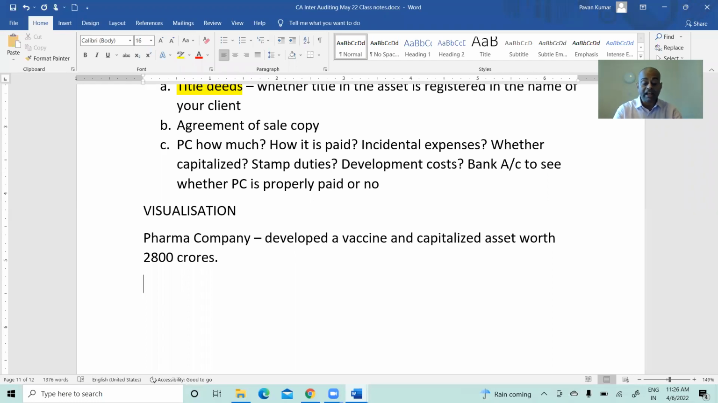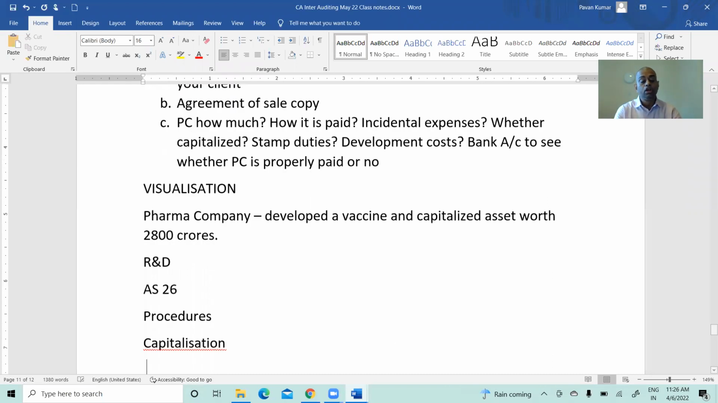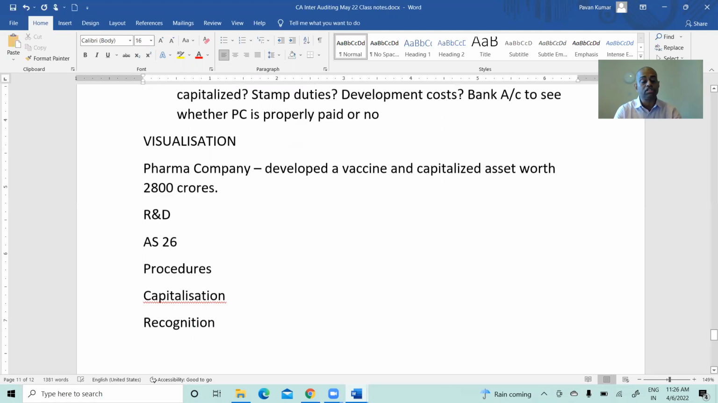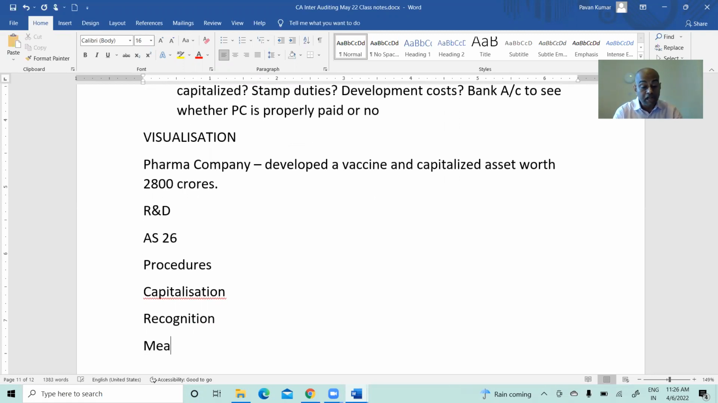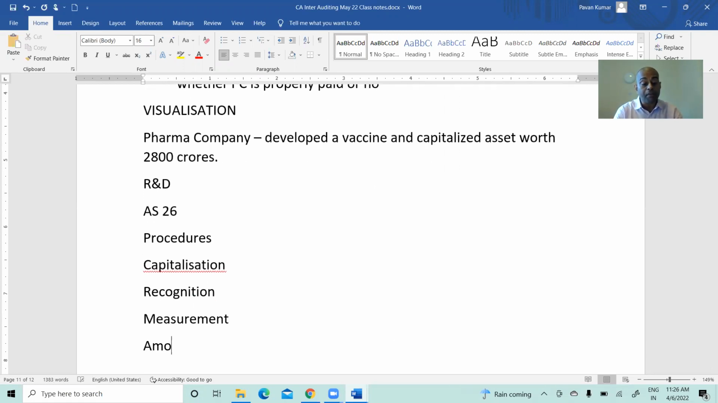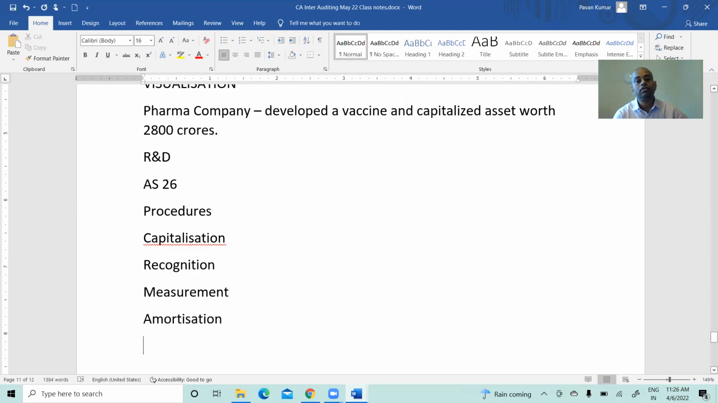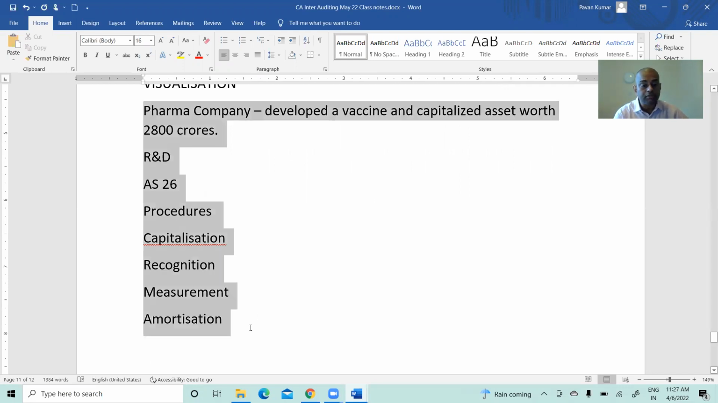Now you need to write research and development. You need to write Accounting Standard 26 accounting rules first. You need to verify the procedures. You need to verify capitalization. You need to verify recognition rules. You need to verify measurement rules. You need to verify amortization. All these things have to be verified. So this kind of questions also are possible.